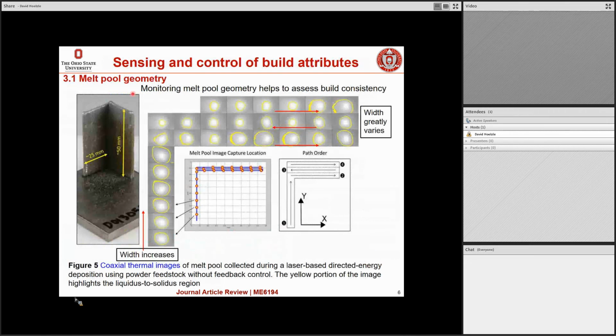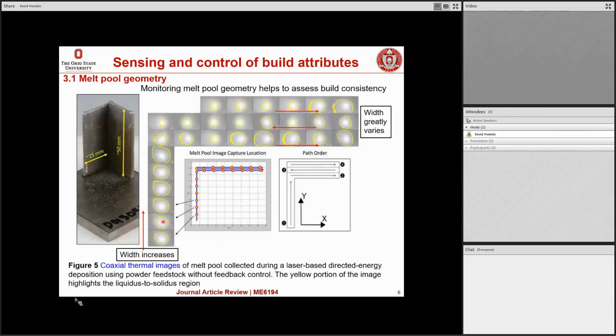The third chapter is about the sensing and control of the build attributes. The first section is about the melt pool geometry. Monitoring the melt pool geometry can help us assess the build consistency. Here, this figure shows coaxial thermal images of the melt pool, without powder feedstock control.